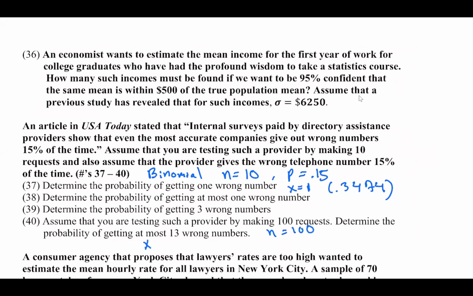So that means x could equal 0, 1, 2, 3, 4, all the way up to 13. So if you look at number 40, instead of wanting a singular x value, you want a range of x values. Pretty much we want it to be all the way from 0 to 13. So for this one, you do want to use binomial CDF because you want to find a range of 0 to 13 versus just finding one number. All right, everybody good that n is equal to 100 and x is equal to 0 all the way to 13?